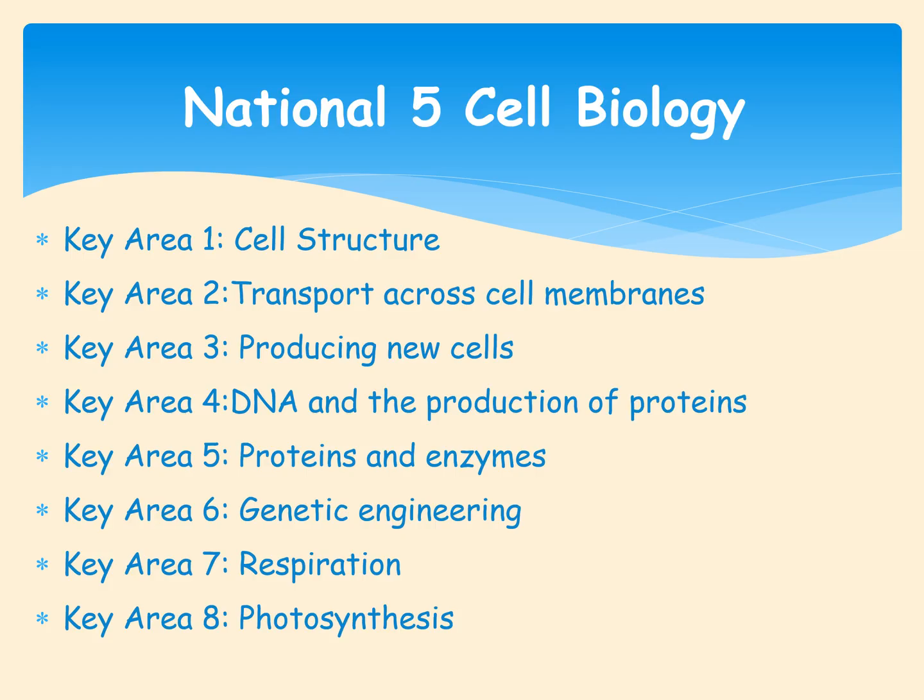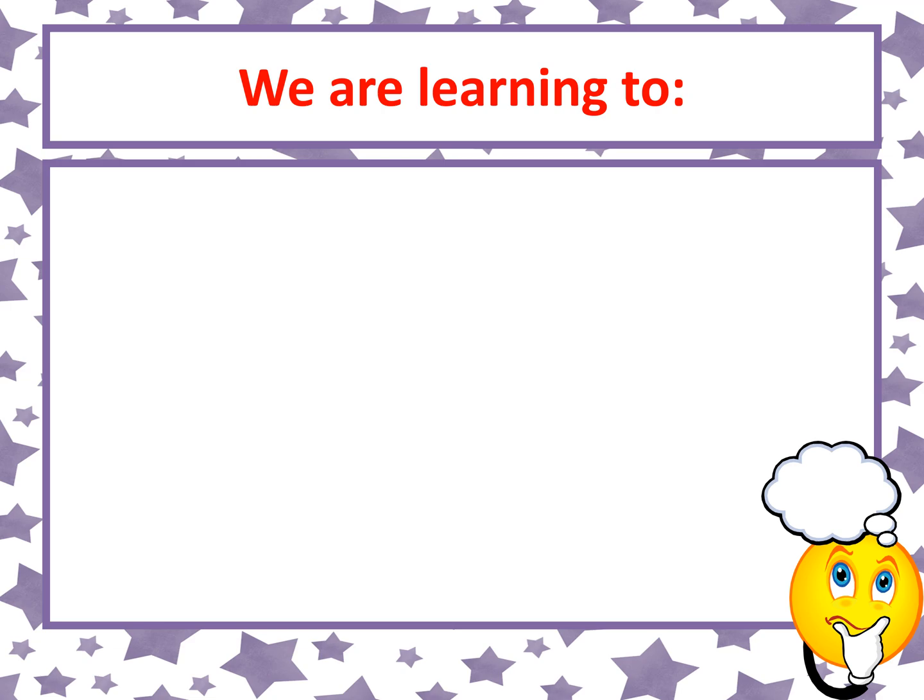Right, so the course is made up of 3 units: cell biology, multicellular, and life on Earth. The first one we'll be looking at is cell biology. It is split into 8 different key areas, which you can see in the slideshow. We've got cell structure, which is the one that we are working on, then transport, producing new cells, DNA, and the production of proteins and enzymes, genetic engineering, respiration, and photosynthesis. So today we're going to be learning about cell structure.